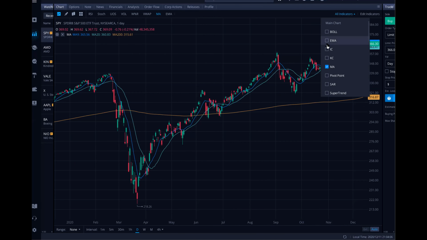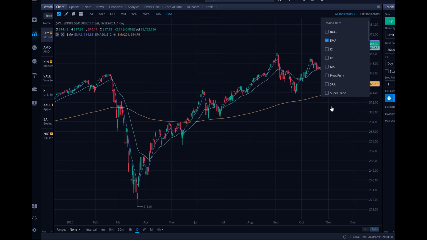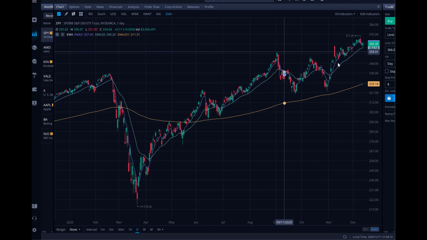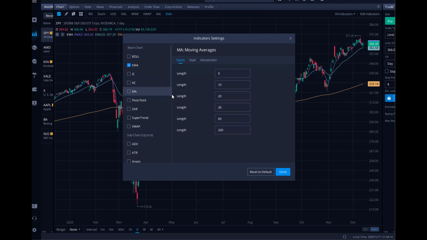And I just realized I never popped the EMAs up to show you the jagged lines. So compared to the, let me just take off the 20.